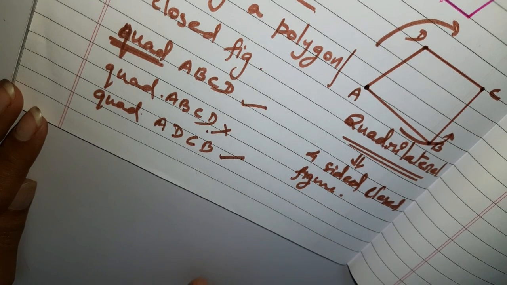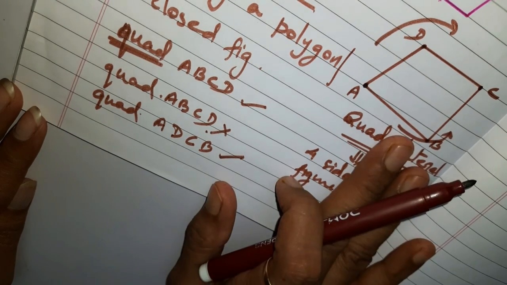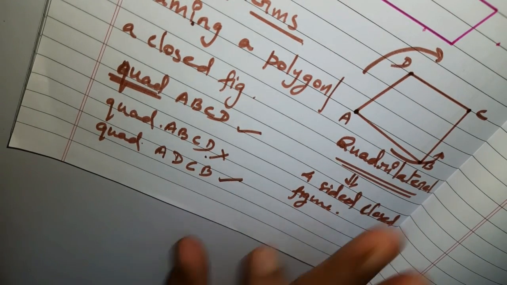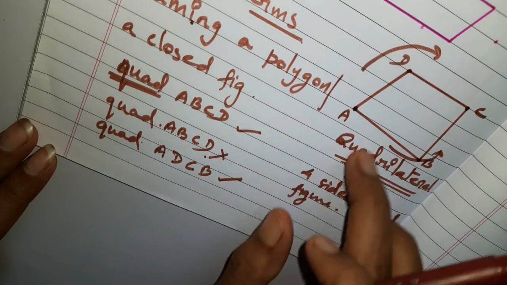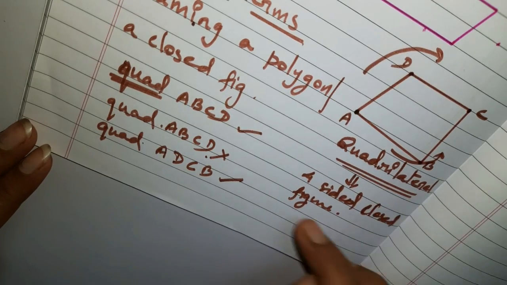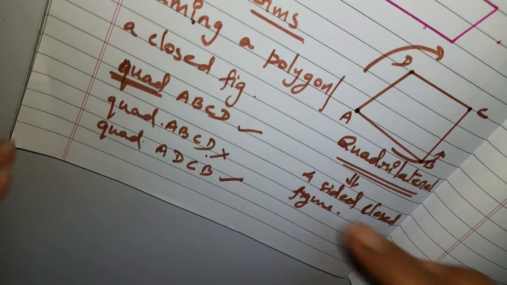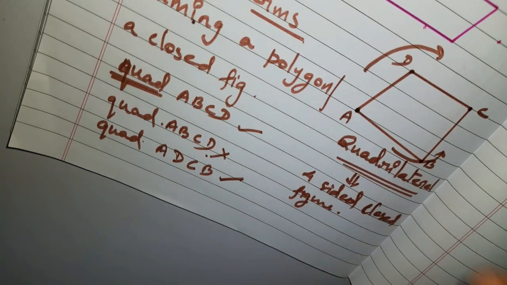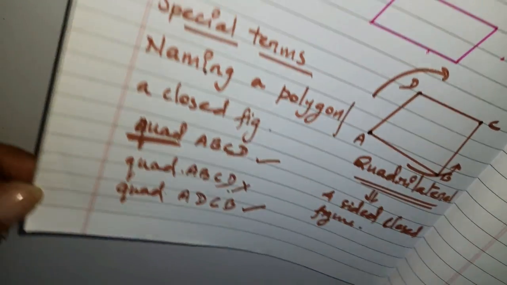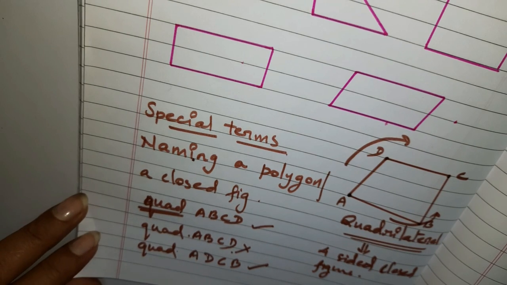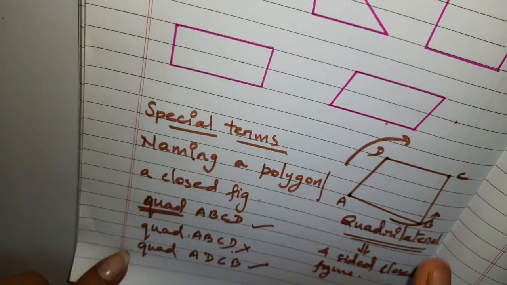Okay, so keep this in your mind, that always the naming of the polygon or naming of the closed figures is done in cyclic order. Especially we try to do it in anti-clockwise direction. Okay, it is up to you. You can use anti-clockwise or clockwise. There is no such hard and fast rule. So this is how we should give a name to the quad.